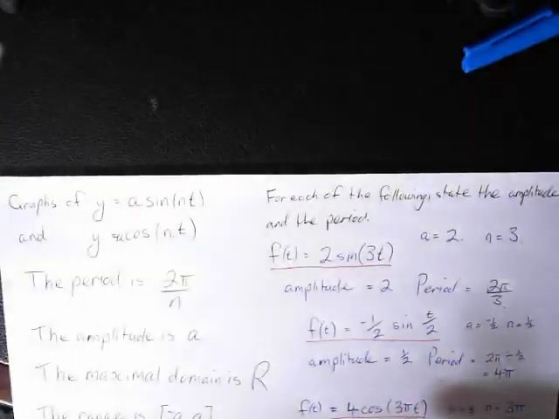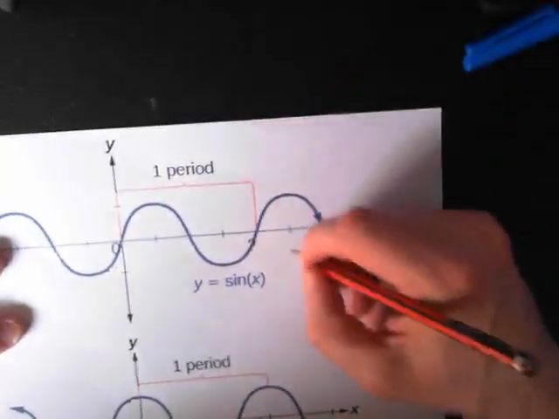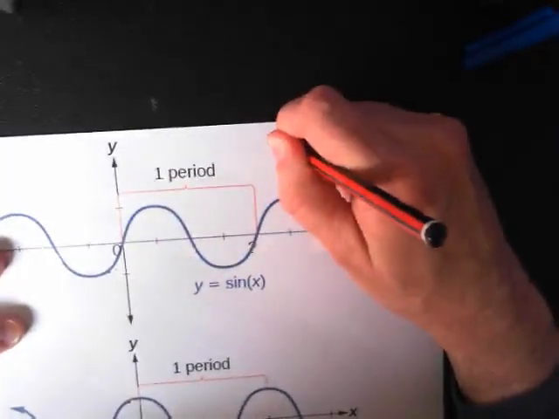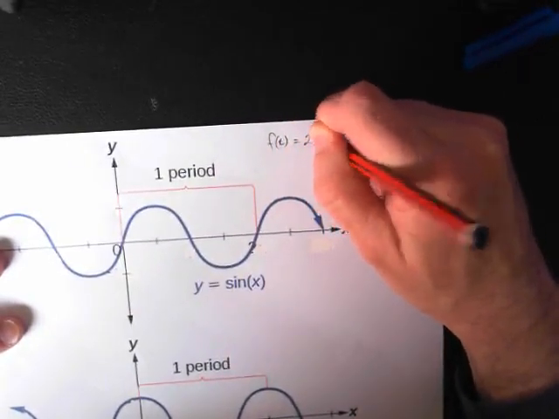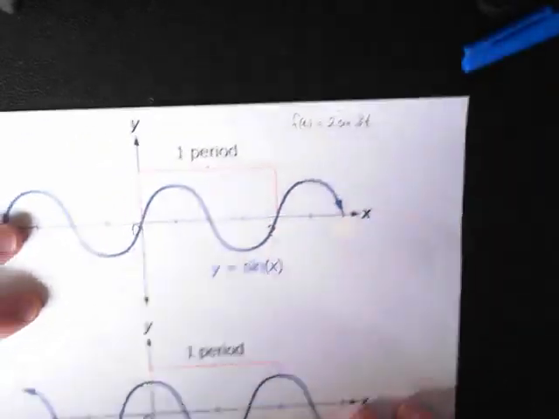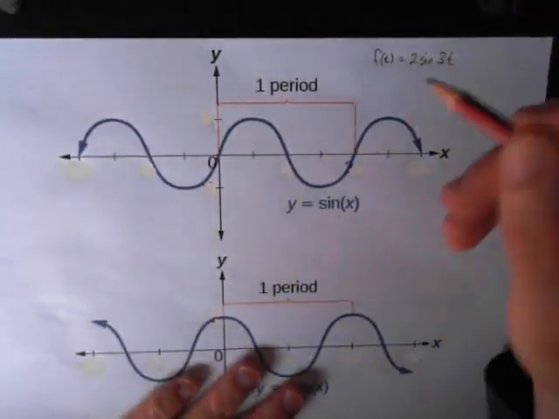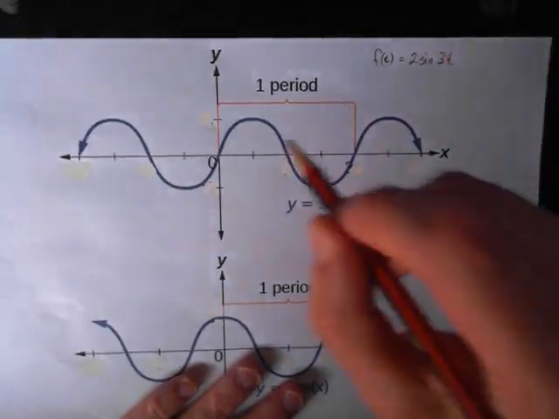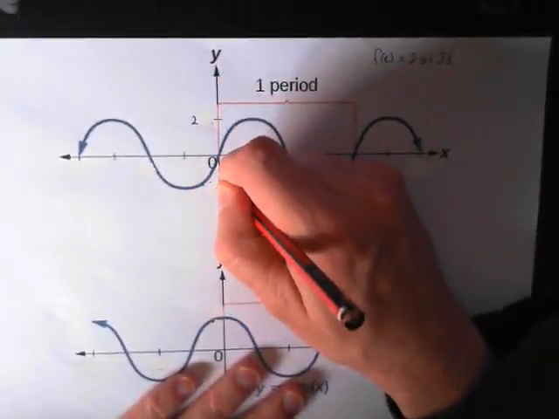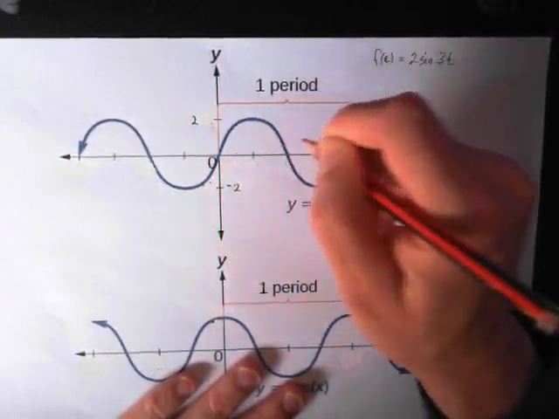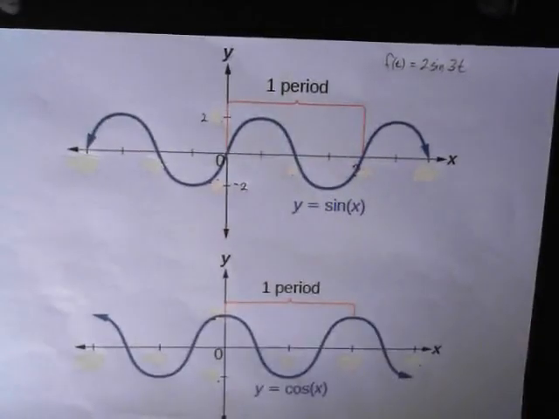We want to graph f of t equals 2 sine 3t. So this is our sine graph. If I want to graph that, then the amplitude is 2. So over here, that value is 2, that value is -2. Right, so it's going between 2 and -2.